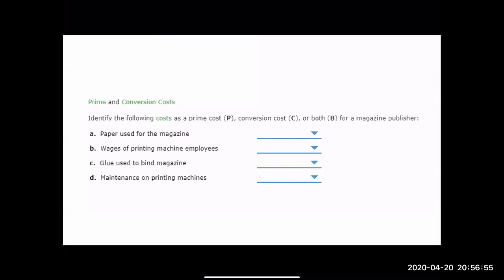So go through this example for a magazine publisher and see if you can correctly classify each of these as either prime costs, conversion costs, or if they would be considered both, okay?